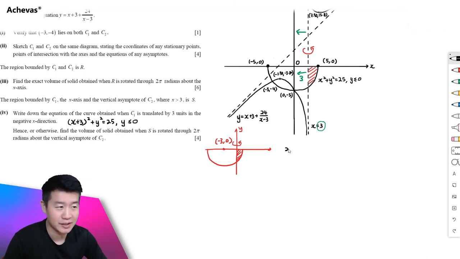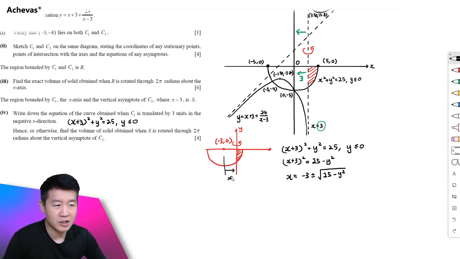We are looking at a new curve now. So it is (x plus 3) squared plus y squared is equal to 25, where y is supposed to be less than or equal to 0. So (x plus 3) squared is going to be equal to 25 minus y squared. x is going to be equal to minus 3 plus or minus the square root of 25 minus y squared. But because we are looking at x to be strictly bigger than 3, and the question also mentioned this, so plus or minus, we will choose plus. So this is minus 3 plus the square root of 25 minus y squared. Anyway, we are looking at this part of the region.